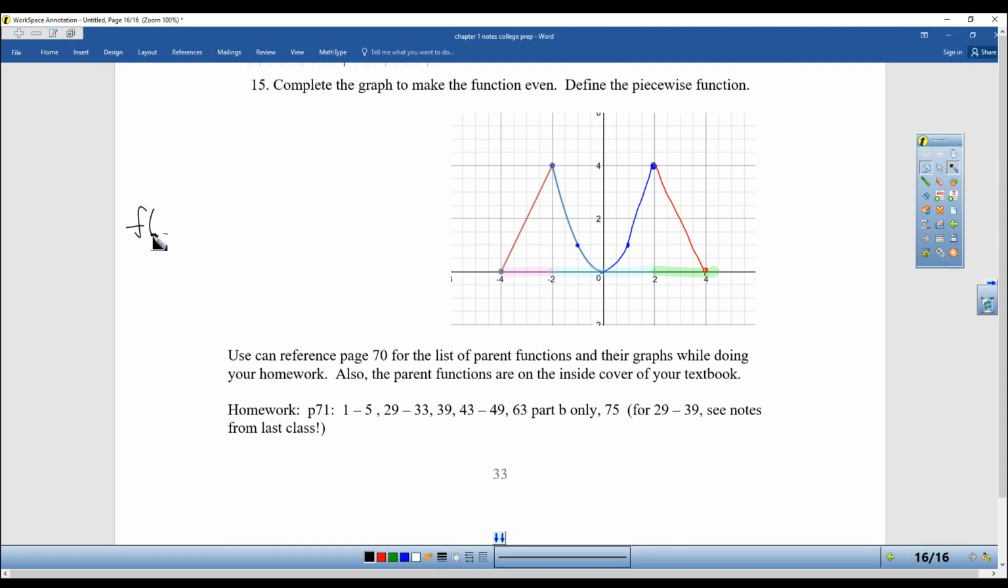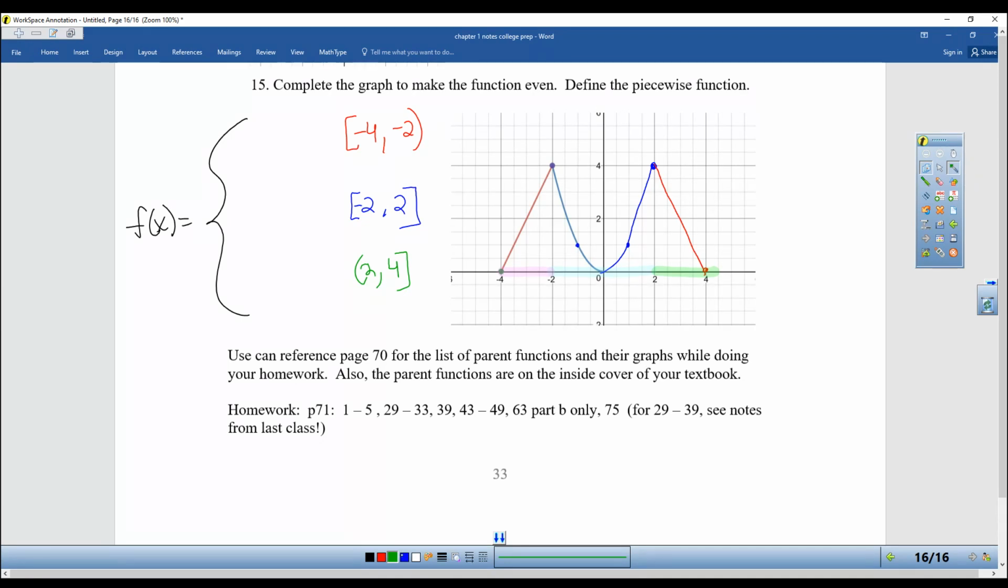Okay, final time, f of x is equal to, there's gonna be three of them. My red section goes from closed negative four to negative two. I'll make it open, which means this one's gonna have to be closed. From negative two to two, I'll make this one closed also. And then the green section, now this is gonna have to be open to pass the vertical line test, two to four, closed.